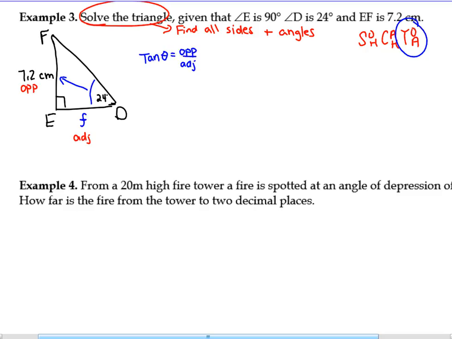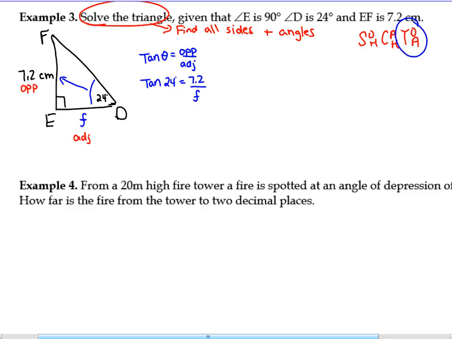So let's fill it in. Tan of 24 equals 7.2 divided by f. Okay. Now, here's a problem. Our unknown that we're looking for is on the denominator.